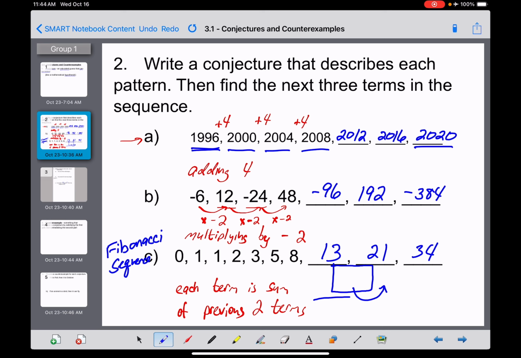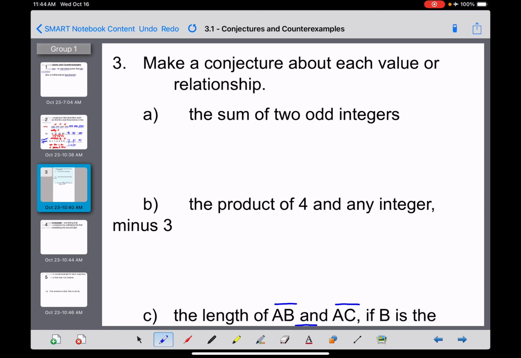Okay, so that's pattern recognition, and that's writing conjectures and using it to complete a sequence. Okay, with that in mind, let's take a look at what we might be asked to do here in terms of making a conjecture about some things that are a little bit more abstract than what we were just dealing with. The sum of two odd integers. That's what we're asked to deal with here in example A.